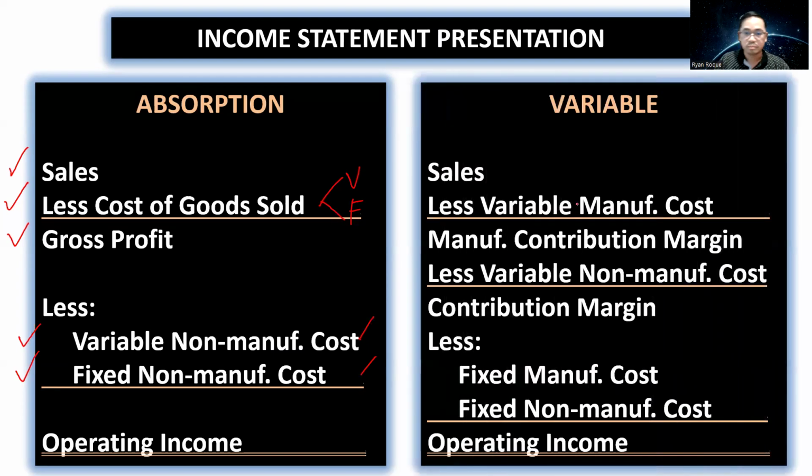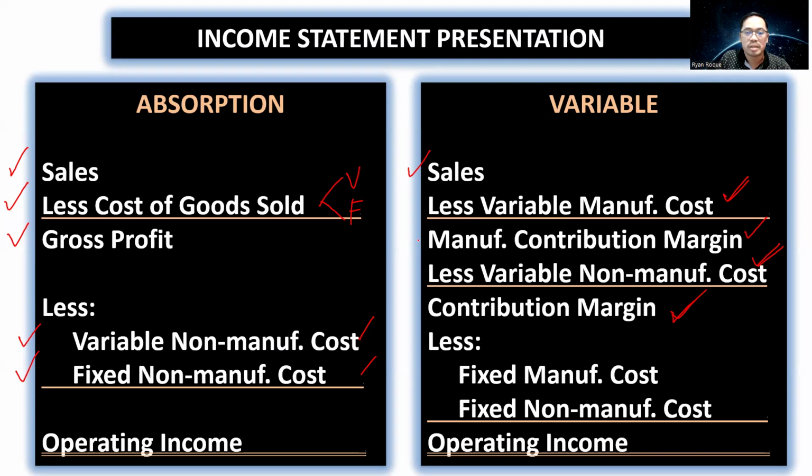So just to show, we have here your sales first, and then we deduct all the variable costs to arrive at your contribution margin. But if ever that you will just deduct the variable manufacturing costs, you are going to arrive with your manufacturing contribution margin. And if you will then deduct the variable non-manufacturing cost, that is the time that we now compute your contribution margin.